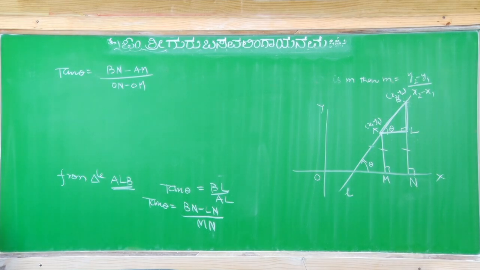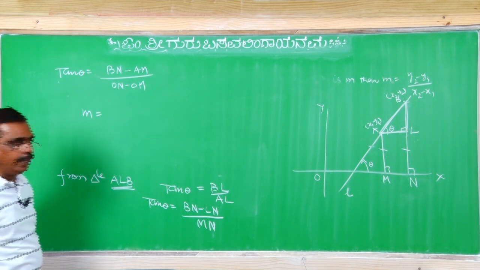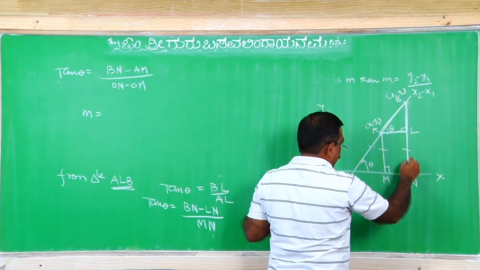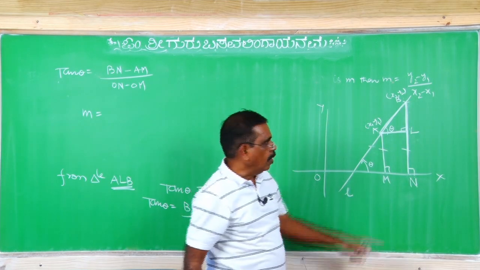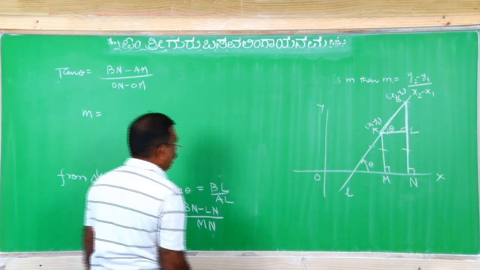Tan theta means what? Tan theta means slope. Correct or not? Slope is denoted by which letter? M. Therefore, tan theta means m. m is equal to, now I am writing BN, here to here. This is a vertical distance. Vertical distance represents which coordinate? What is the y coordinate here? y2. Correct or not?